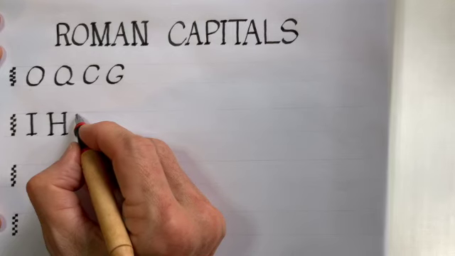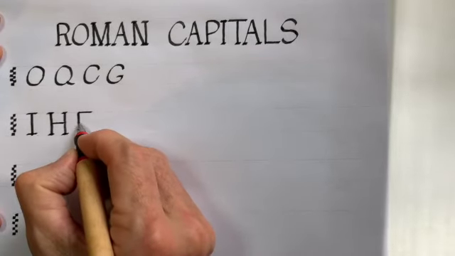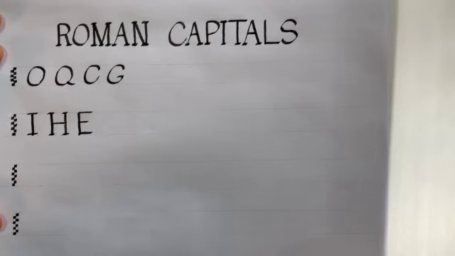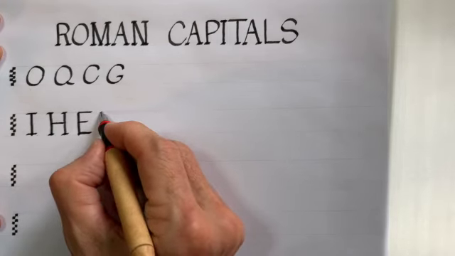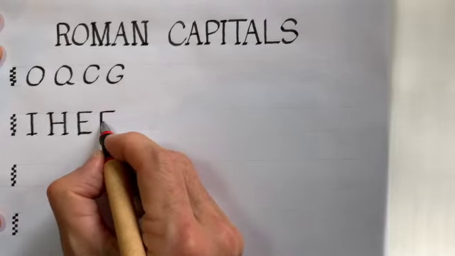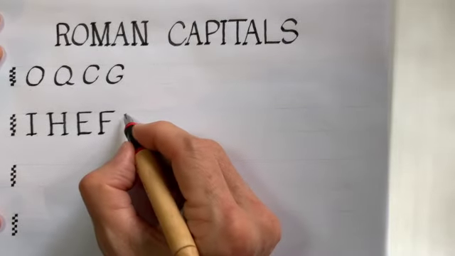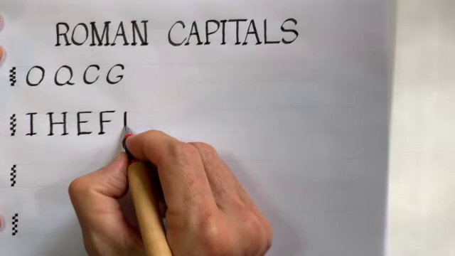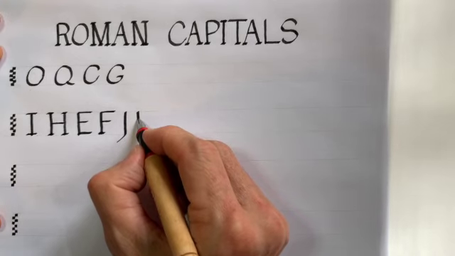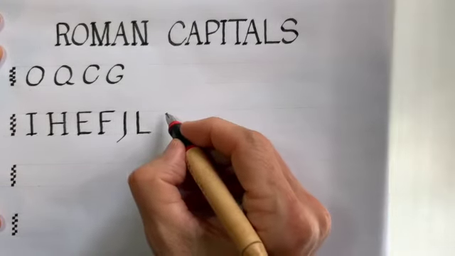Let's move on to another related letter, the E. And next is F. J, L, and T.